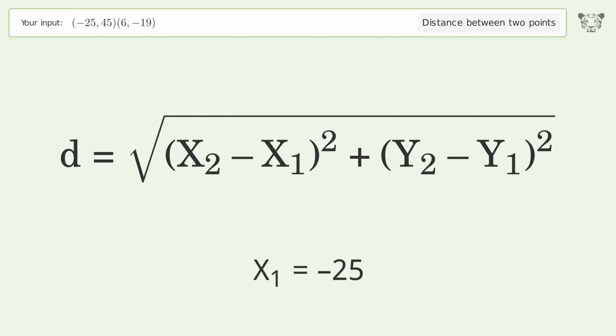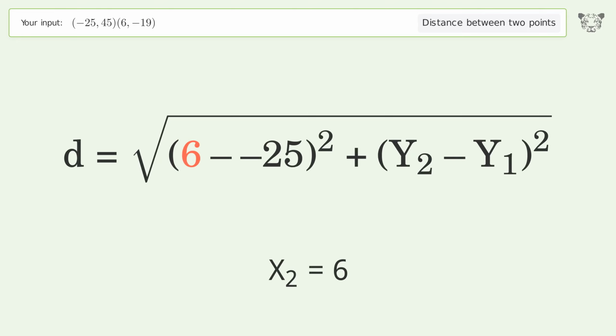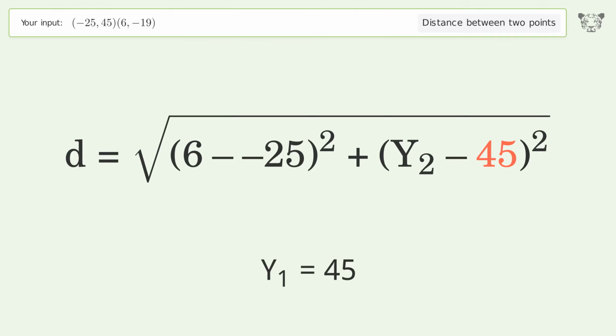x1 equals -25. x2 equals 6. y1 equals 45. y2 equals -19.